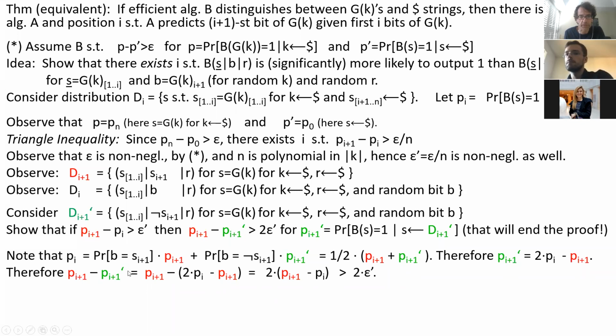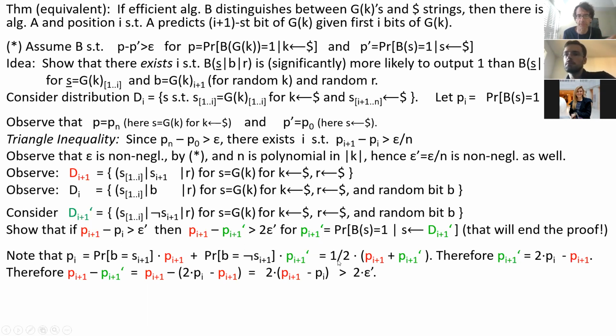What I wanted is that the difference between the red and the green is at least 2 epsilon prime. So let's walk through it. So pi is the probability of how the adversary does on this distribution times the probability that the random bit looks like this, plus how the adversary does on this distribution times the probability that the random bit goes like this.